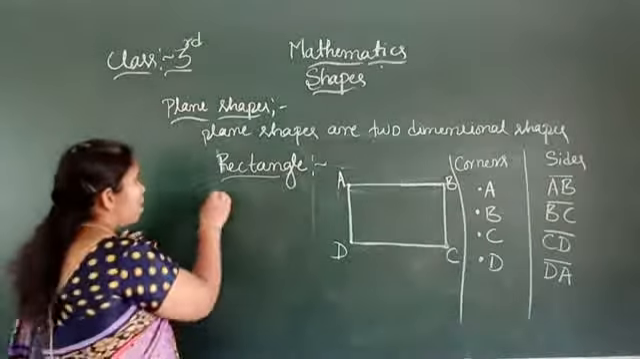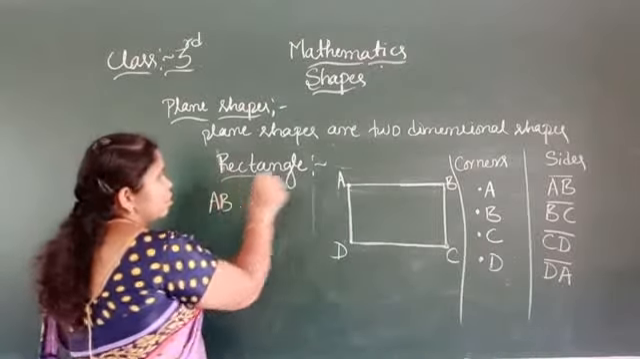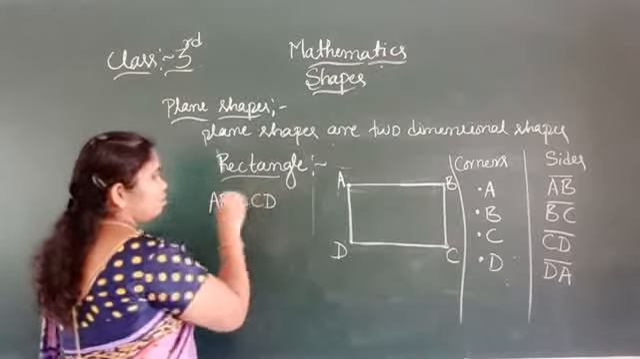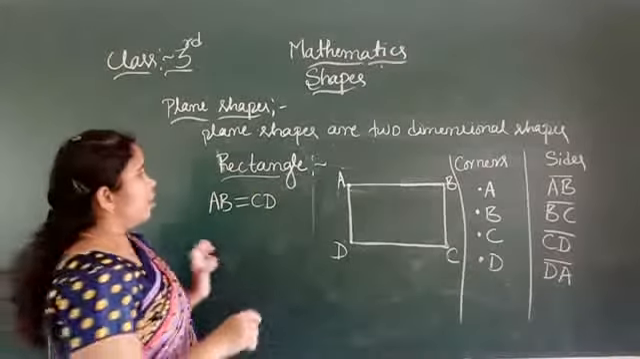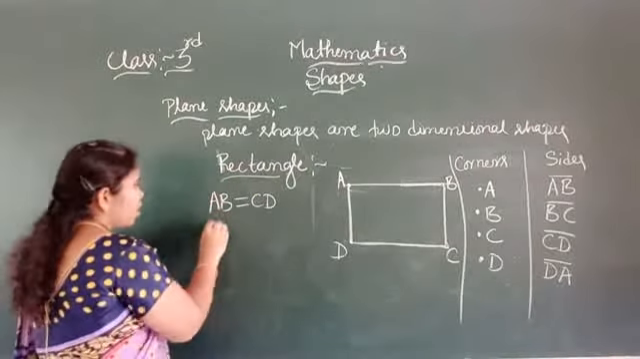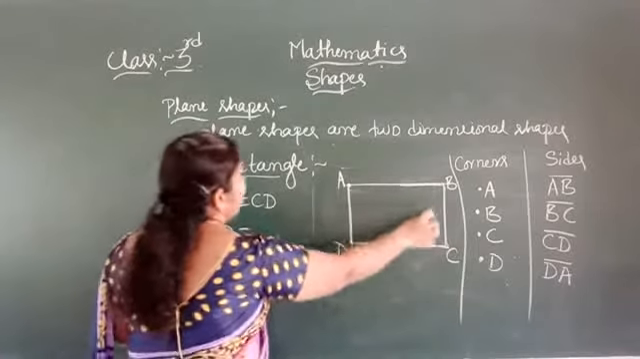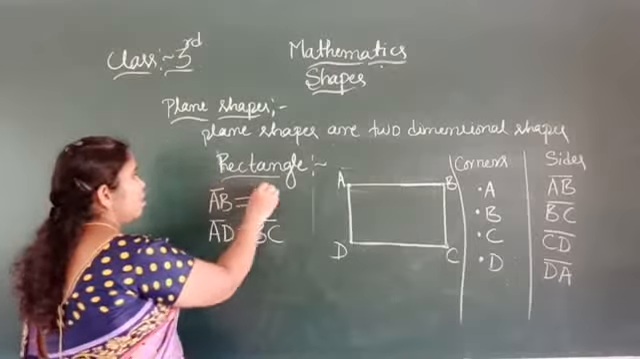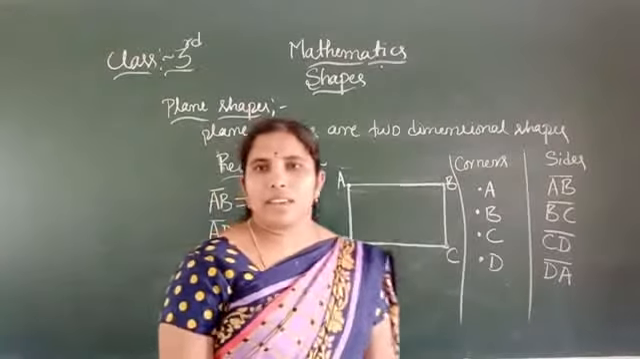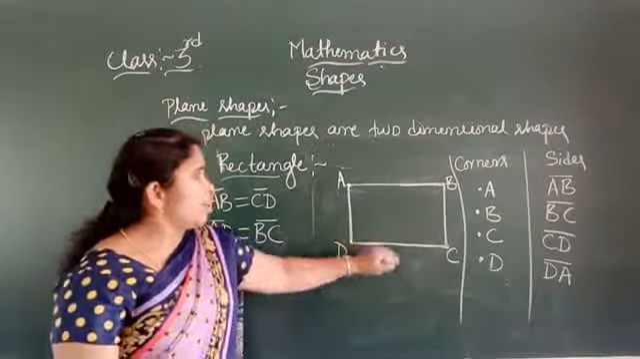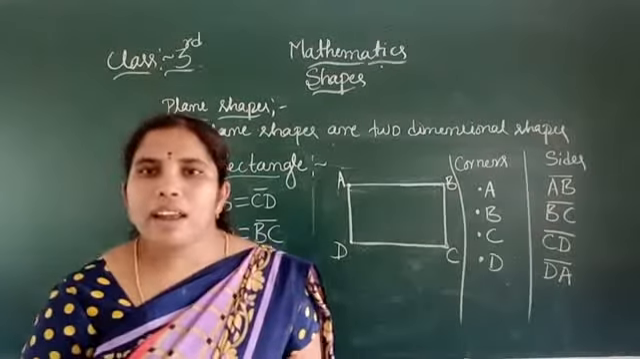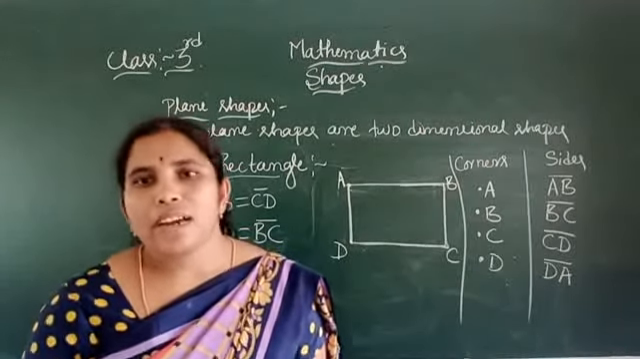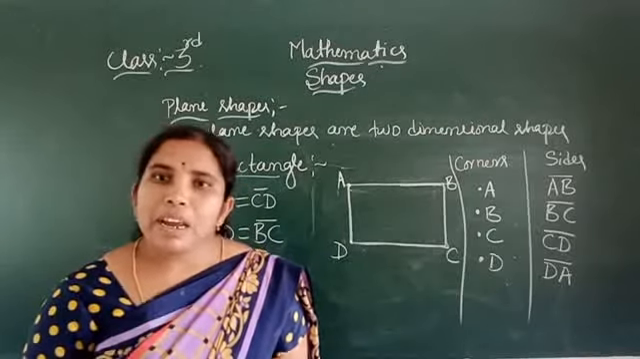Observe: this line AB is equal to CD. Then the line AD is equal to line segment BC. So these opposite sides are equal in a rectangle. Do you understand, students? This is the second plane shape.